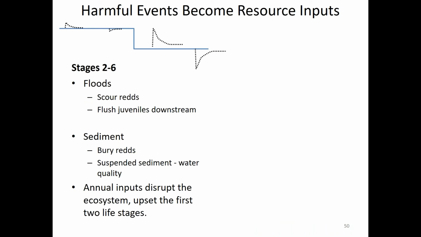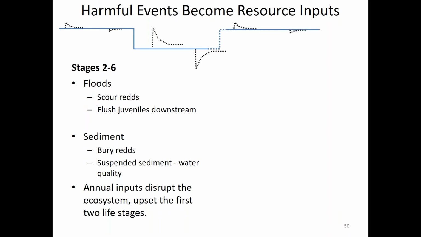So as a way of summarizing some of the ideas here, harmful events actually can become resource inputs. So in the incised channel versions of alluvial valley streams, floods can scour redds from the bed because the bed gets scoured, can flush juveniles downstream to unsuitable habitat. Sediment can bury redds, and suspended sediment has water quality problems. And annual inputs to these systems disrupt the ecosystem and upset the first two life stages of salmonids.